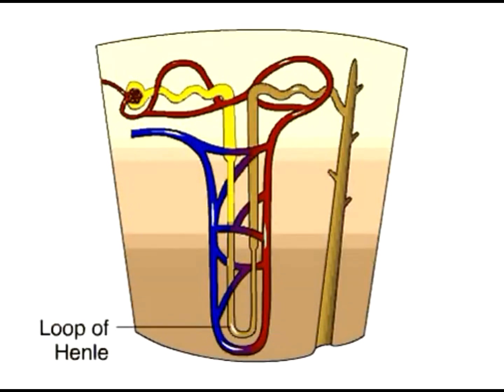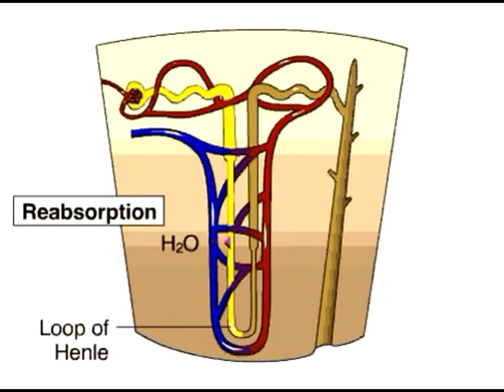As the filtrate moves down the loop of Henle, the concentration of solutes increases in the interstitial fluid surrounding the nephron tubule. Since this portion of the tubule is permeable to water, water leaves by osmosis and is reabsorbed into the blood. This concentrates the filtrate.